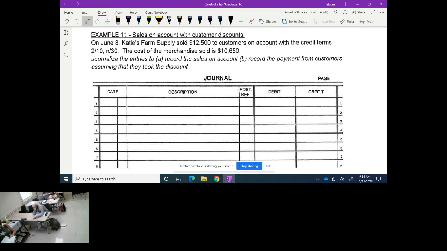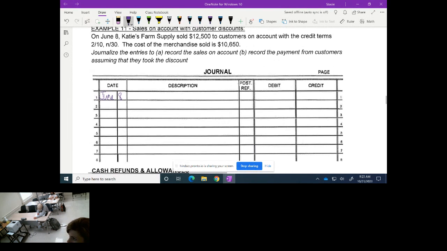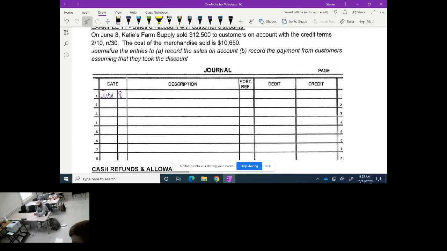All right, and then we got the cost there. So we've got 3 entries to record. On June 8th, we're going to record our sales. These sales were made on account. So we're going to debit accounts receivable, 12.5. Then we'll credit Sales, 12.5.